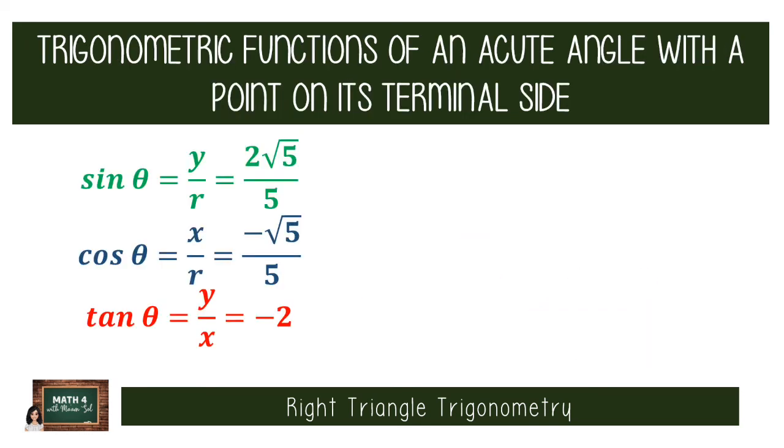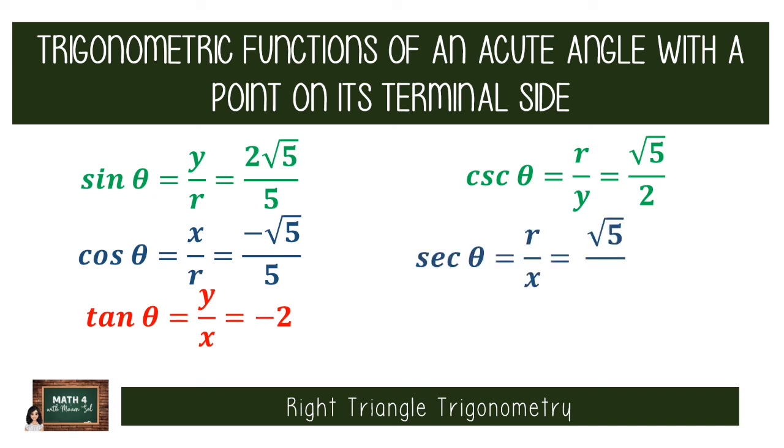Let us also take the reciprocal function values of theta. First, the reciprocal of sine theta, which is cosecant theta. Since sine theta is equal to y over r, then cosecant theta is equal to r over y. This becomes the square root of 5 over 2. Next, we have secant theta, which is r over x, so that will be the square root of 5 over negative 1, or that is negative square root of 5. Lastly, we have cotangent theta, which is x over y, and that will now be negative 1/2.